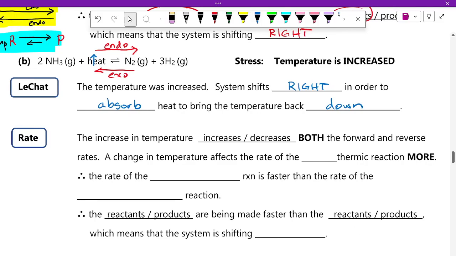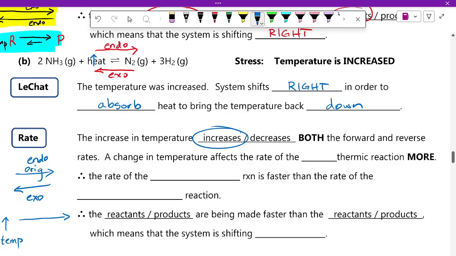In terms of rate, an increase in temperature does what to both rates? It increases both forward and reverse rates. So here's our original. And this is our endo, and this is our exo. When I increase the temperature, what should happen? No, the endo increases more. Endo always changes more.